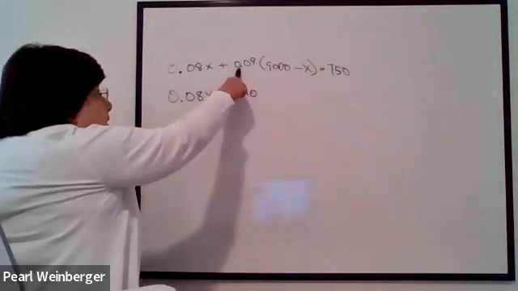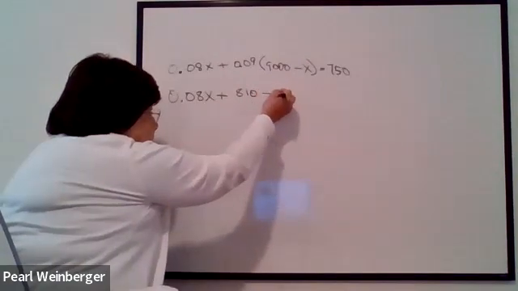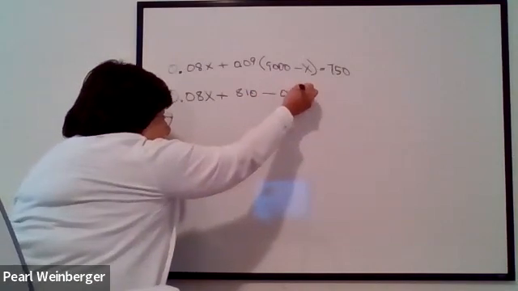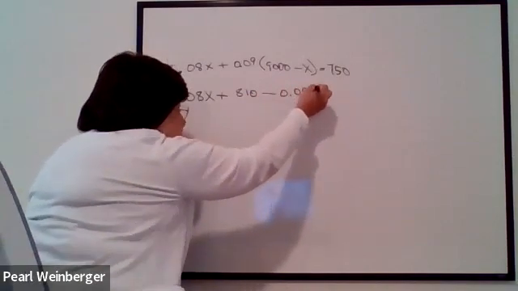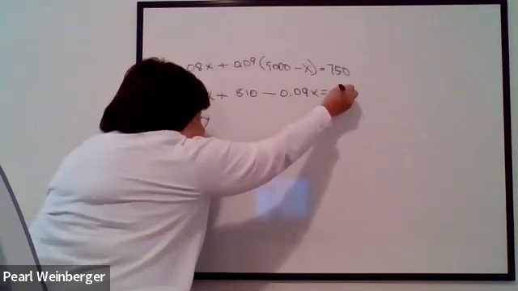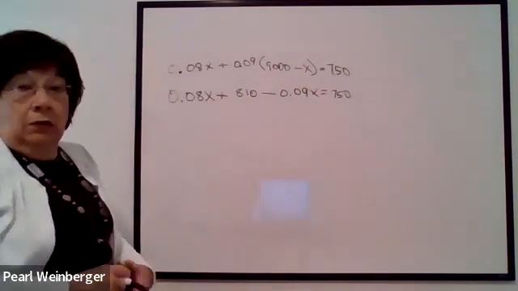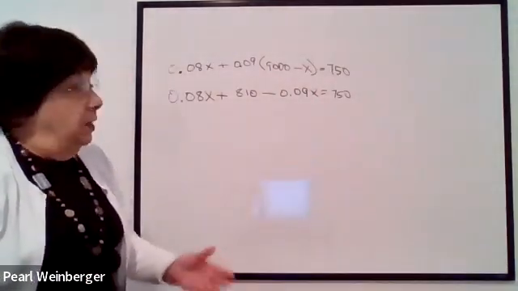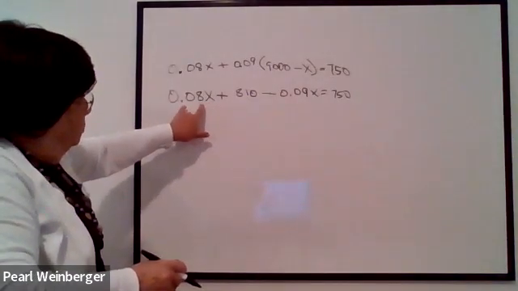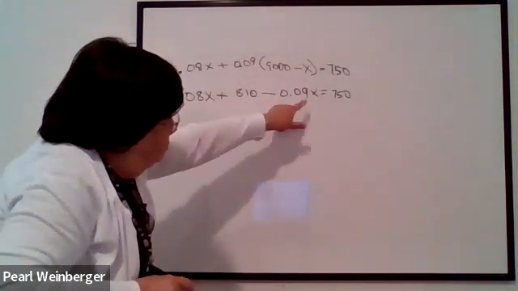Then you have to multiply the 0.09 times the negative x. Well, obviously, that's going to be minus 0.09x, and that's going to equal our 750. So we removed our parentheses. Okay, next step, combine the like terms. Now, the like terms we have in terms of the x is the 0.08x minus the 0.09x.